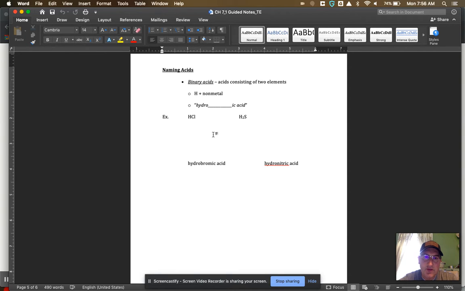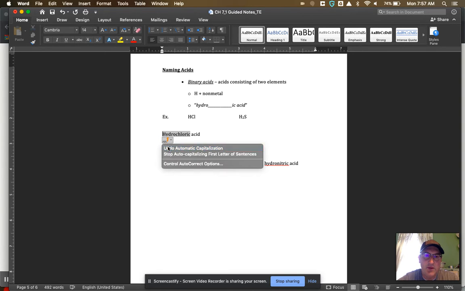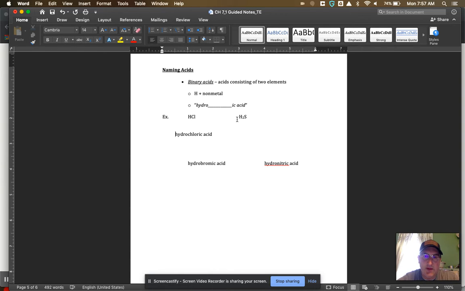If we take a look at this first example, HCl, it's just H and a nonmetal, so it takes the form hydro. Then the root of chlorine is just chlor. Then we add the ic ending, and then we add the word acid. So HCl is hydrochloric acid. Pretty simple.